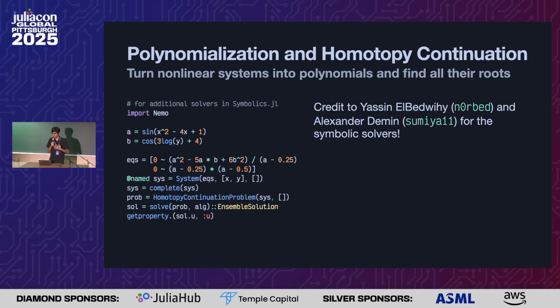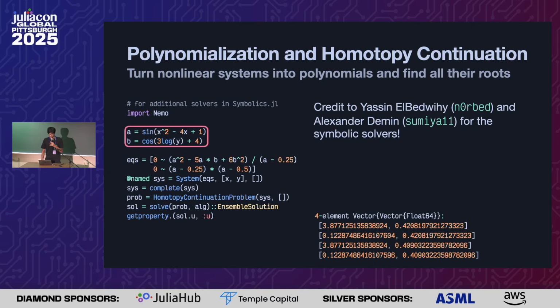Now we can also leverage symbolic solvers in Symbolics.jl to make this even cooler. What we can do is recognize that some systems are not polynomial by themselves, but are polynomial in some non-polynomial terms. So here I have the exact same system, except instead of x and y, I'm using a and b, where a and b are some weird non-polynomial functions.